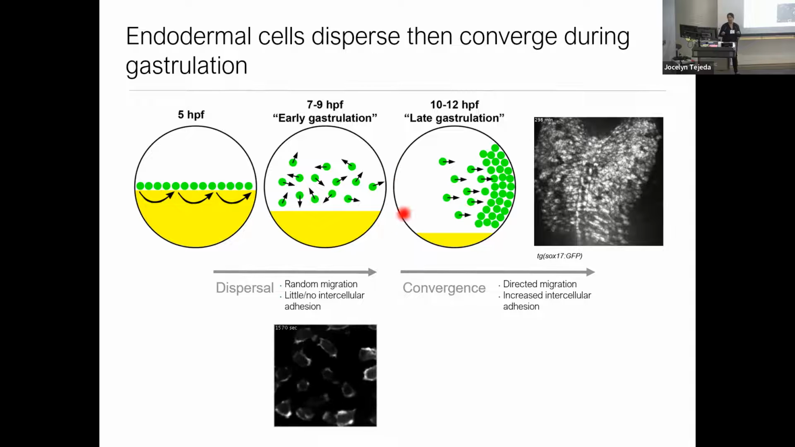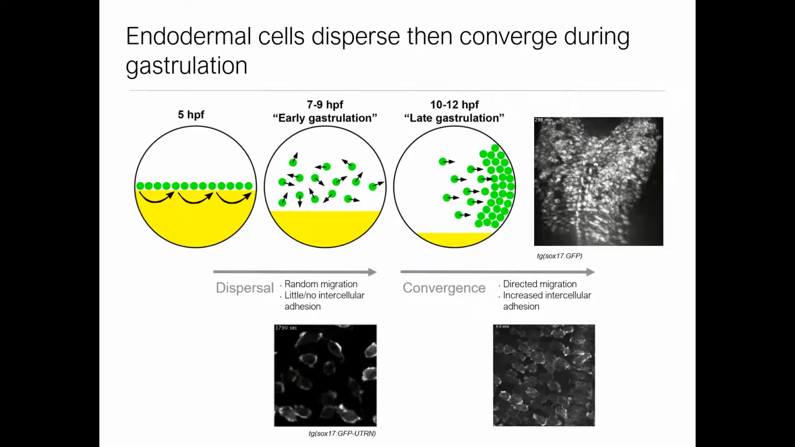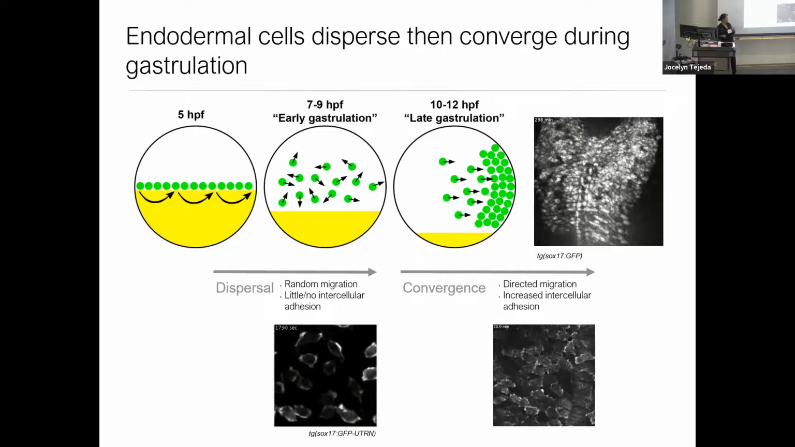migration. And then later on, they do converge back together, and that's characterized by, instead of random migration, now they have highly directional migration. So they move with increasing directional persistence towards one side of the embryo. And they will adhere to each other to form this endodermal sheet. And again, we can also visualize or image this process at higher resolution. So for the purposes of today's presentation, I'm going to mostly focus on this dispersal stage.